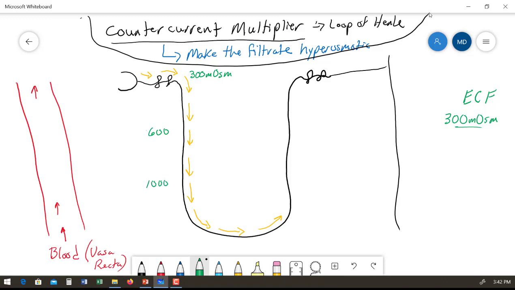And by the time we get to the bottom down here, again, I'm talking about the filtrate inside of the tubules, it gets up to usually a maximum of about 1,200 to 1,400 milliosmoles by the time it's at the bottom of the loop of Henle. So in other words, it's becoming more and more concentrated as it moves down the descending limb of the loop of Henle. Remember, up here we were at 300, we're now at 1,400.